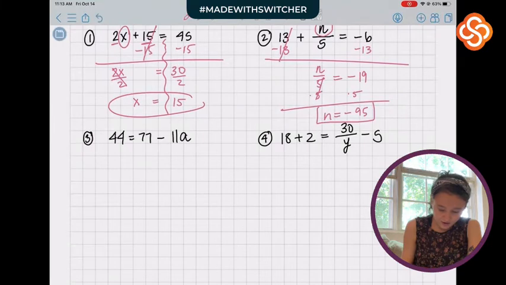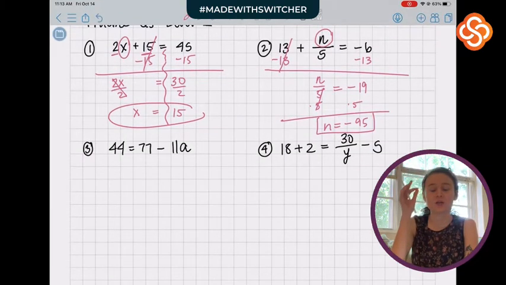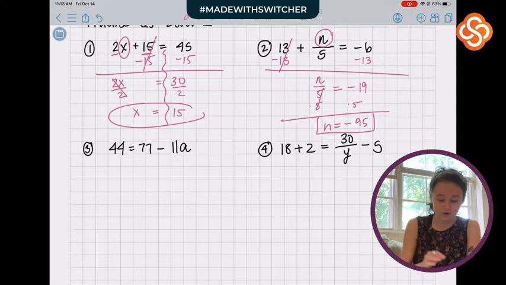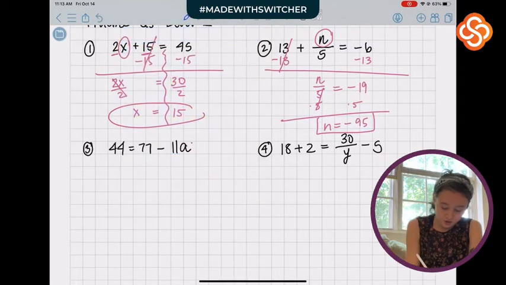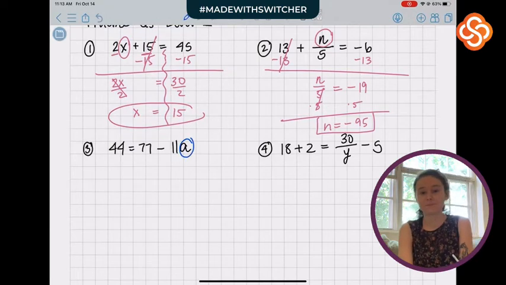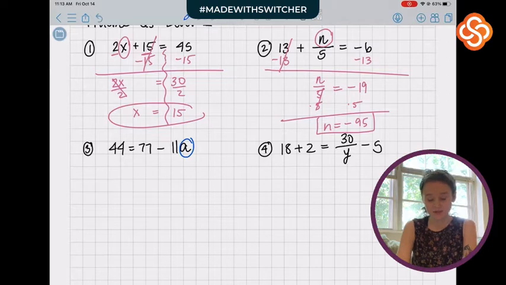Okay, let's try another one. It looks a little different, right? But focus on what you're trying to solve for. You are solving for the variable. Let me change my color. So you're solving for a. So what's next to the a? You got an 11 and a 77.